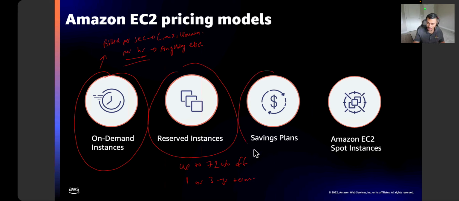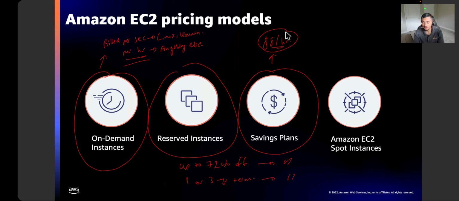Now, there is another thing, sort of like reserved instances, but it's called savings plans. Savings plans also give you up to 72% off and also work on a 1 or 3 year term. But it's more flexible in terms of committing to a monetary amount instead of an instance configuration. So for example, we can say we are committing to $8 an hour of compute usage. And for that commitment, you can save up to 72% off the on-demand price.